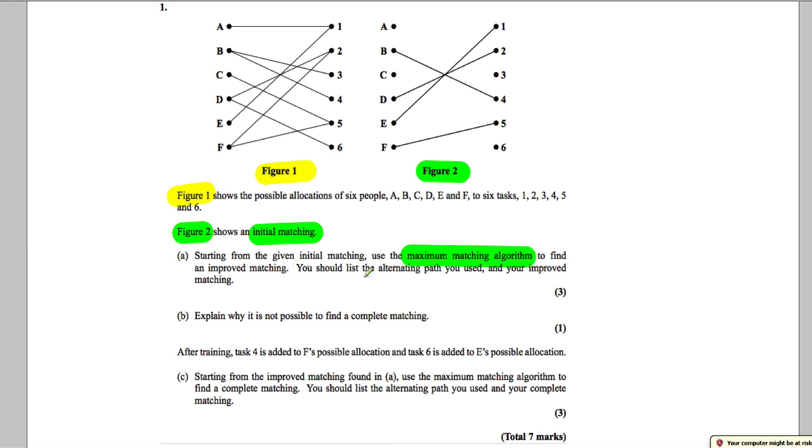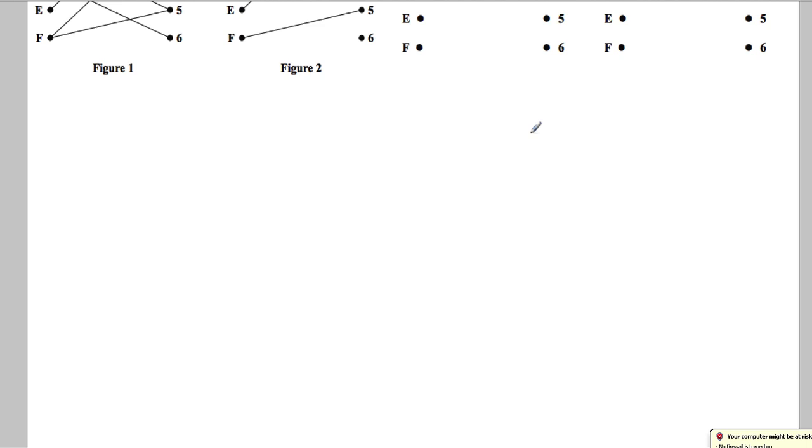You should list your alternating path used and your improved matching. Now, it's 3 marks for this. We're not going to find a complete matching here. It talks about an improved matching, so we think we're not going to find a complete one. And if we look at part B, in fact, it says it's not possible to find a complete one. So let's use the maximum matching algorithm. Now, we need to go from an unmatched to another unmatched. So why don't we try and go from A, and then we'll try and get to one of the unmatched, like 3 or 6.